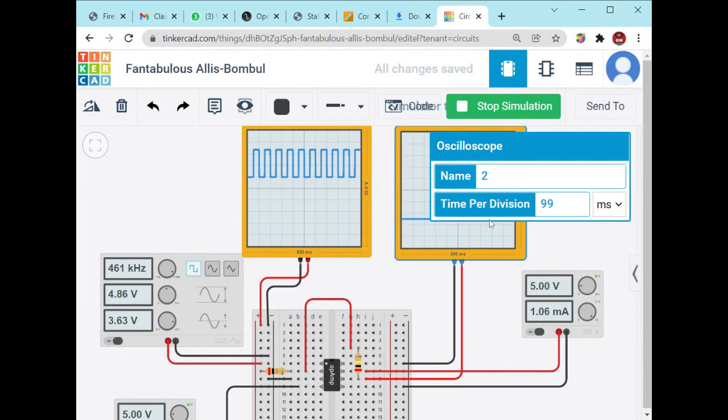You have to click on this oscilloscope and select the time per division, 99 millisecond. Select this particular oscilloscope and put the value as 99 millisecond. Then it will show the waveform.